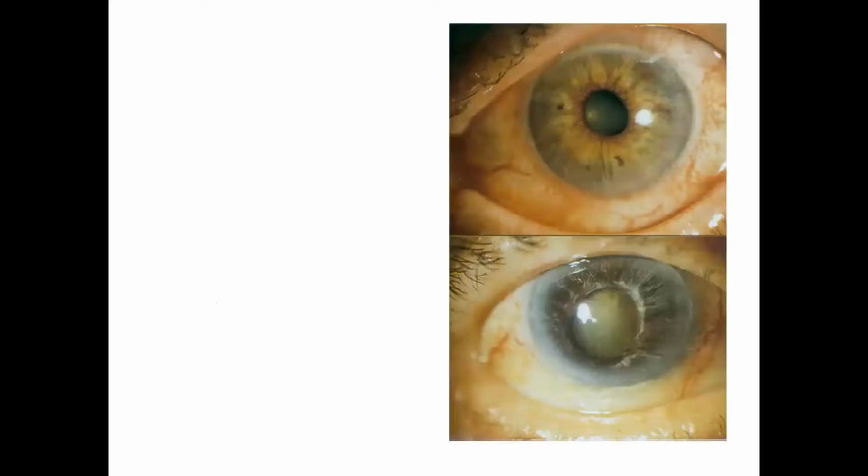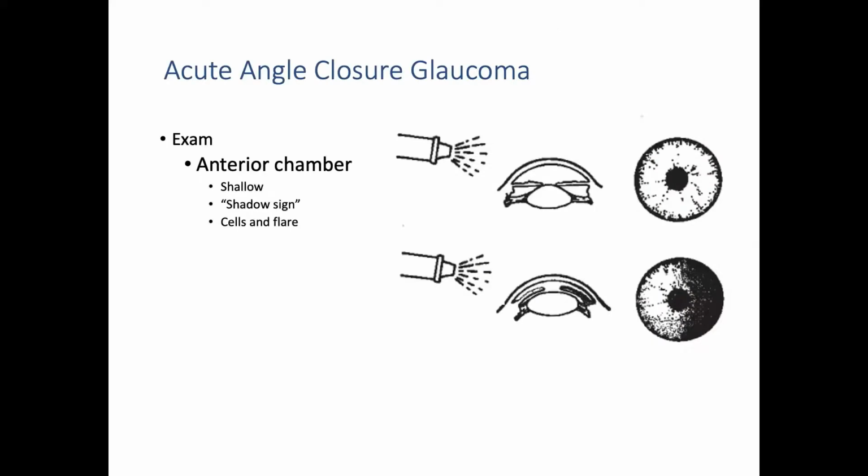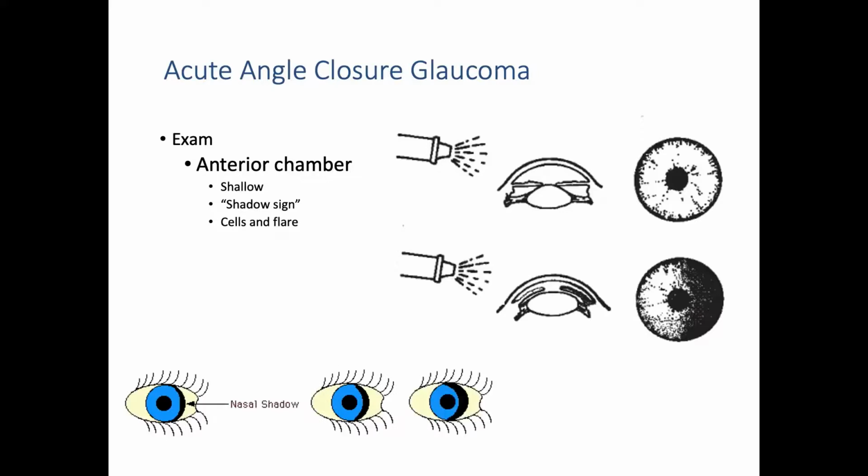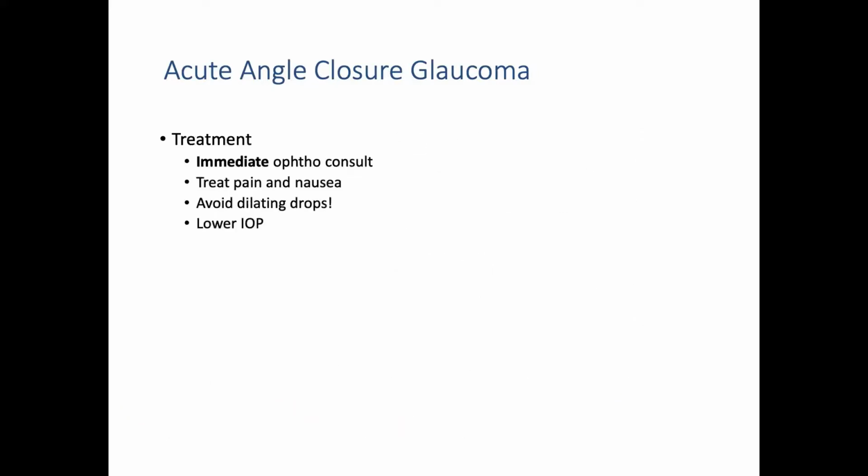As you can see from the eye there, it's red and injected. The iris seems to be a little irregular, it doesn't react, and you see a little bit of haziness to the cornea. The anterior chamber is usually shallow. There's something called a shadow sign, whereby when you shine a light on the side of the eye, you'll get a darkness just because of the decrease in the anterior chamber and the cells. So that's just what you see with the shadow sign.